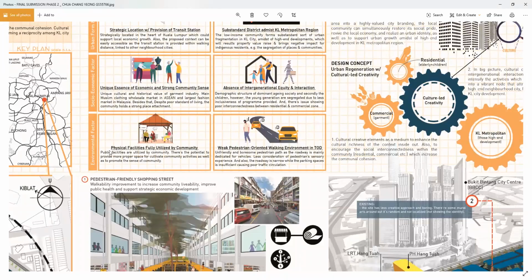Besides that, the good side will be the physical facilities, which are fully utilized by the community. We can see that the community there uses the public facilities well. For example, the pondok, the playground, and etc.